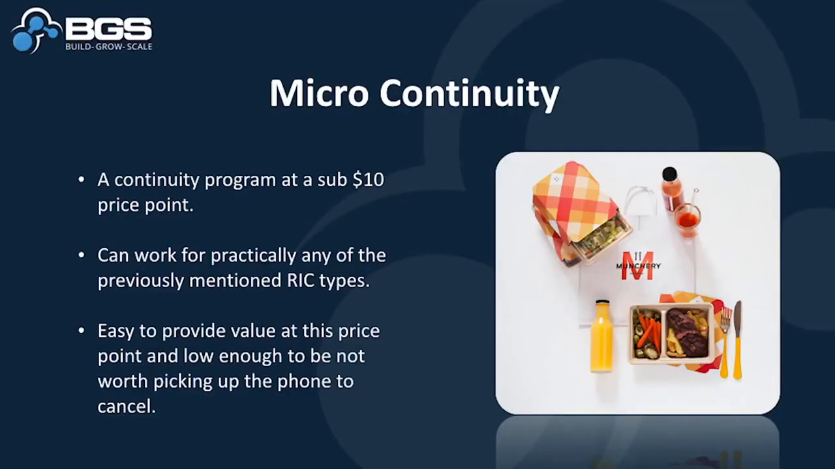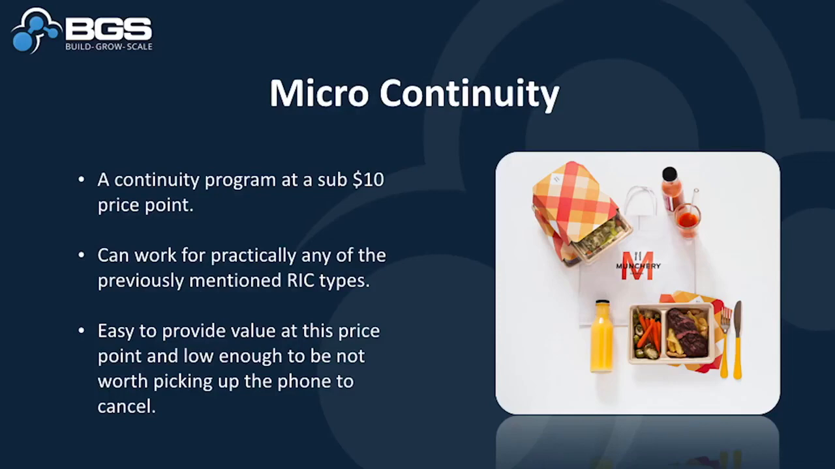Micro-continuity, again, these are my favorites. Micro-continuity at a sub-$10 price point. Why? Because it's a forget-about-it price point. It's an impulse purchase price point. It's not worth the time to pick up the phone to cancel, okay? So it's easy to provide value at this point as well. And this is an example. I cannot believe this one actually makes money.